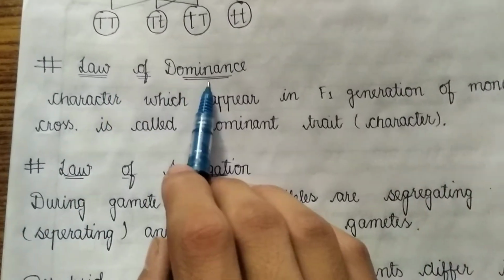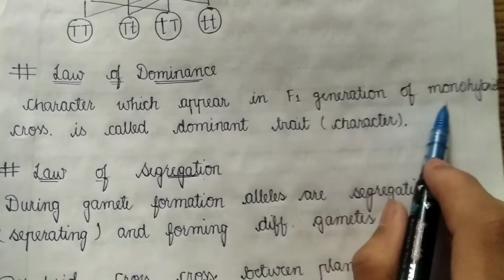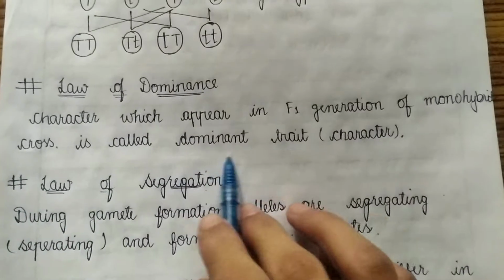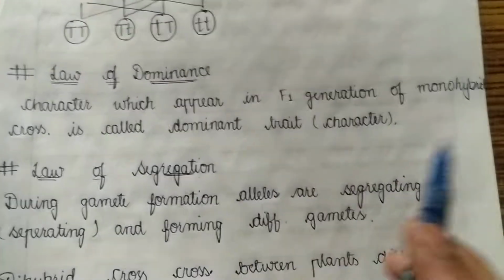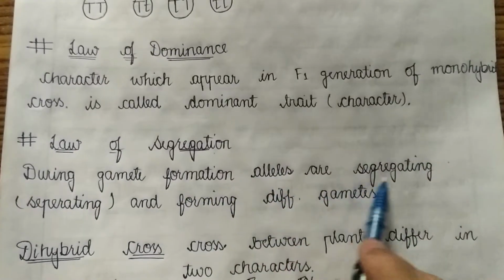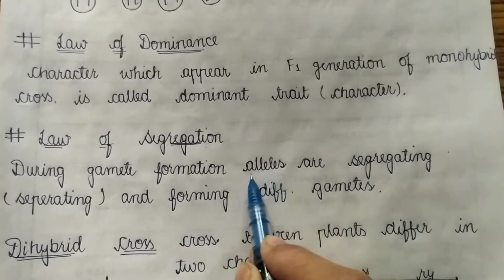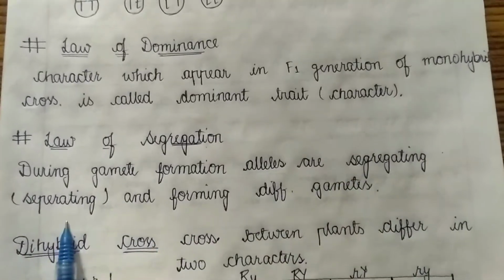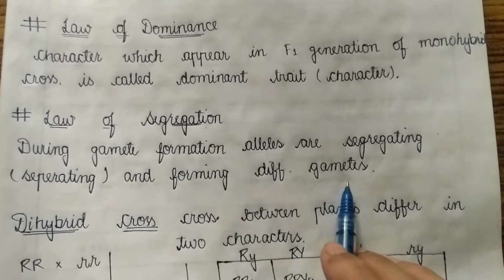Now we will see the laws. First law is law of dominance. Character which appears in the F1 generation of monohybrid cross is called the dominant trait or dominant character. Law of segregation. During gamete formation, alleles are segregating. This you have to remember. Alleles are segregating or separating and forming different gametes.